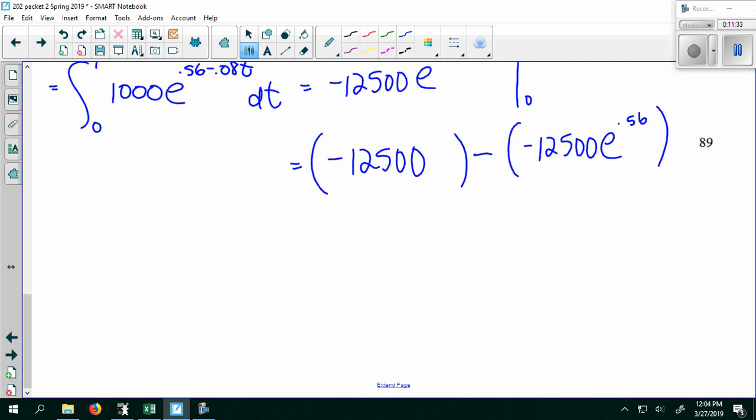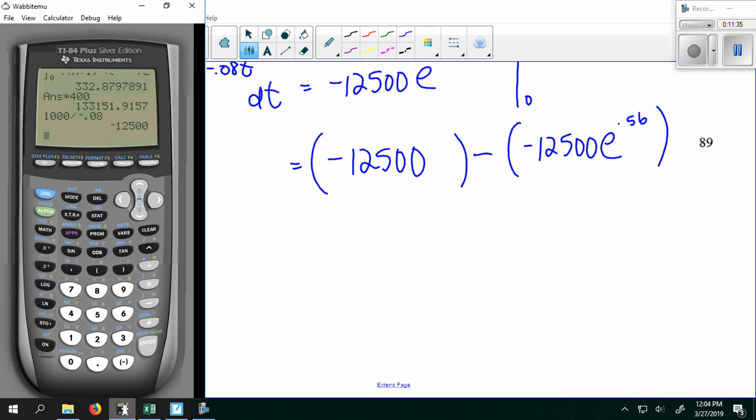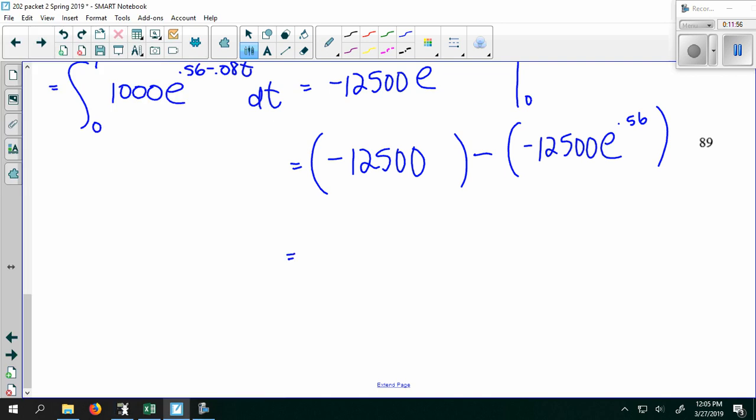All right, so let's get a calculator to do this. Negative 12,500 minus negative 12,500 times e to the 0.56. And I get about 9,383.41.